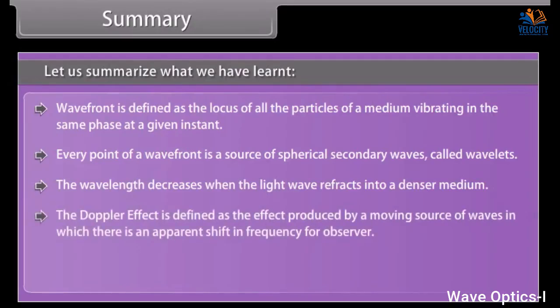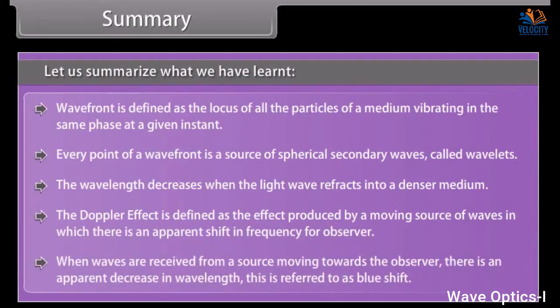The Doppler effect is defined as the effect produced by a moving source of waves in which there is an apparent shift in frequency for the observer. When waves are received from a source moving towards the observer, there is an apparent decrease in wavelength. This is referred to as blue shift.